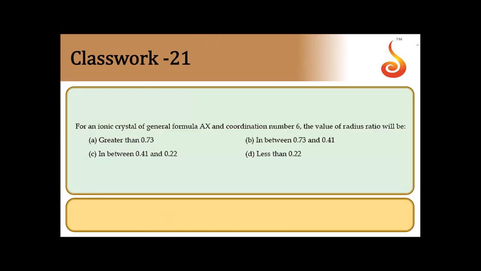21st. For an ionic crystal of general formula AX, what is the coordination number? Then what is the radius ratio? This can be known from the radius ratio table. Here, the radius ratio is between 0.41 and 0.73, so the coordination number comes to 6. So the answer is B. The table we need to remember.